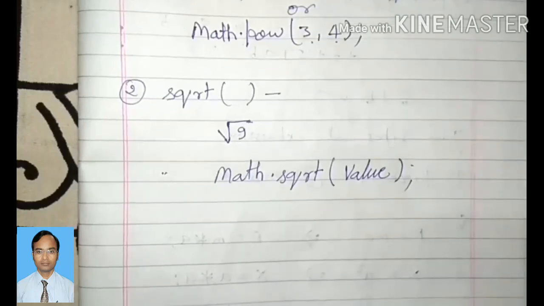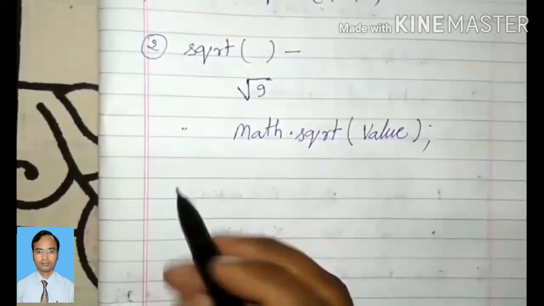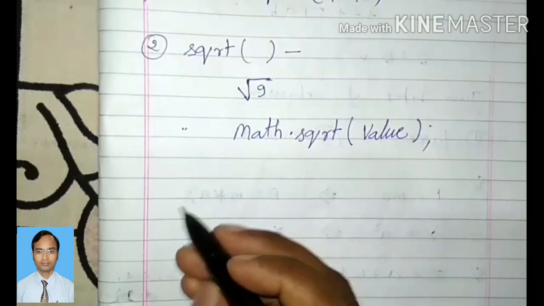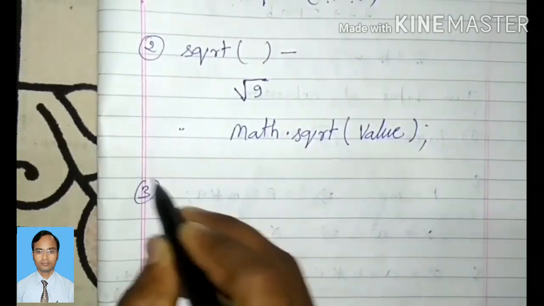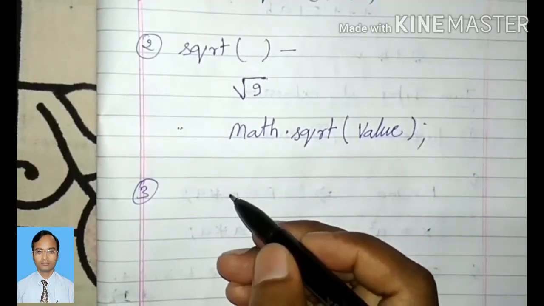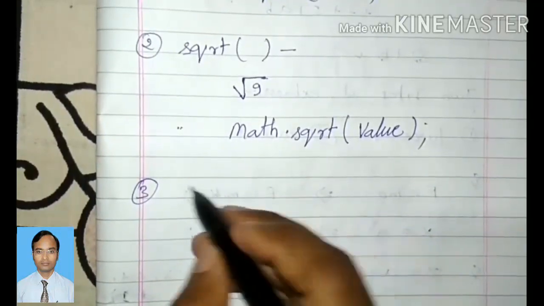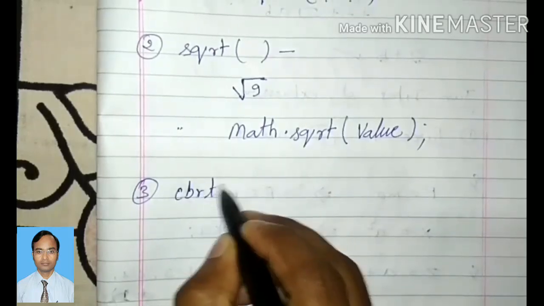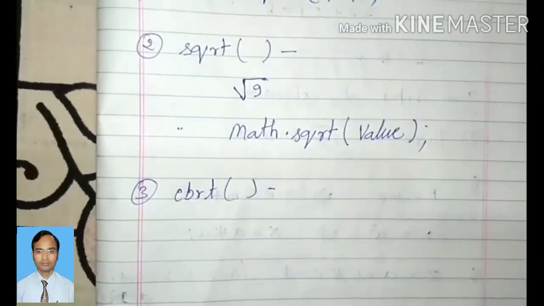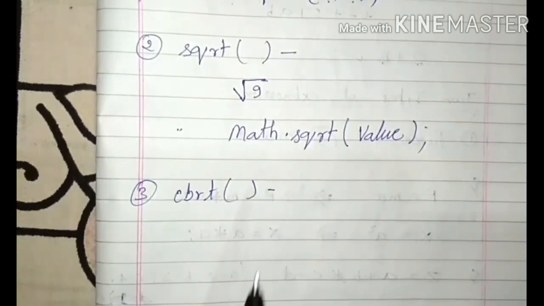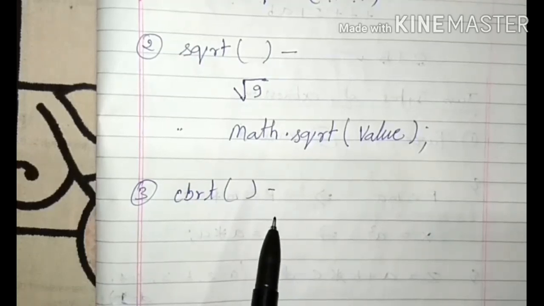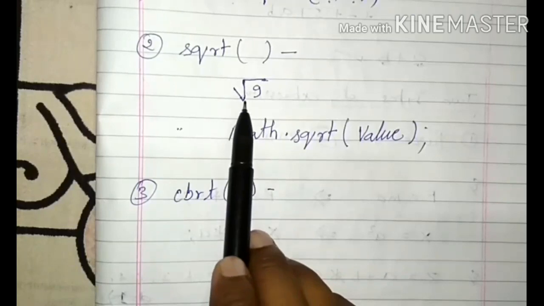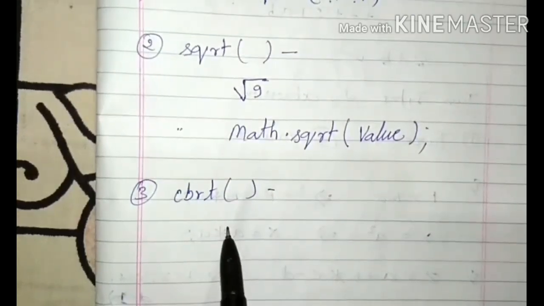Okay, same thing if you want to calculate the cube root, then you can use CBRT. Okay, CBRT. What is the CBRT? The CBRT method of the math class is used to calculate the cube root. Mind this point, cube root. This is the square root and this is used to calculate the cube root.